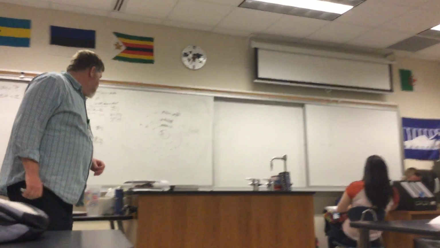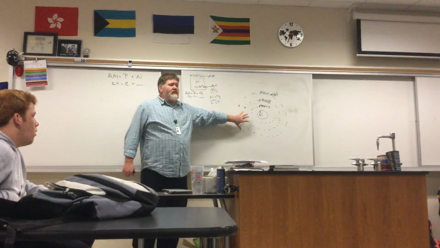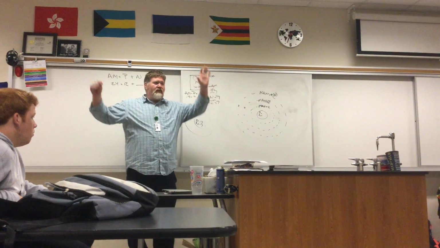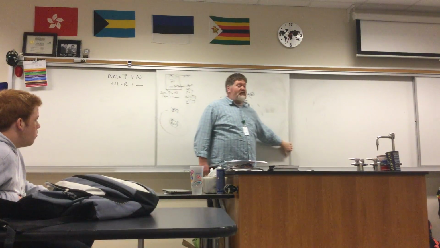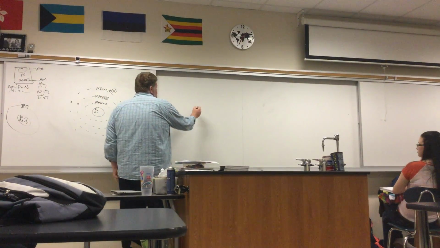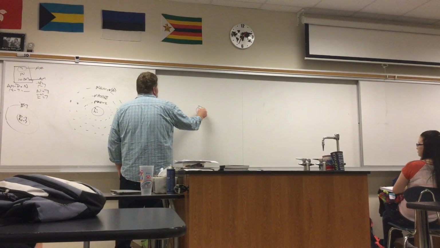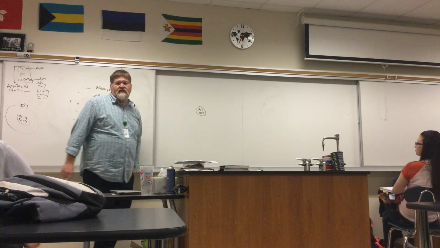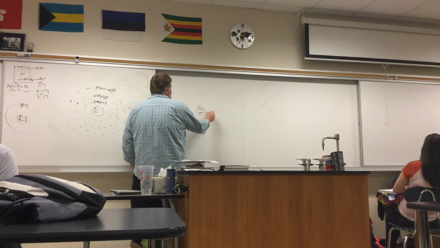So using this information, I'm going to redraw nitrogen. Do you guys know how to do this? Anybody know where I'm going with this? How am I going to redraw nitrogen? My nucleus is going to stay the same, right? Did I change anything about my nucleus? No. So I have 7 protons and 7 neutrons. What did I change? The electrons, and where they're located.